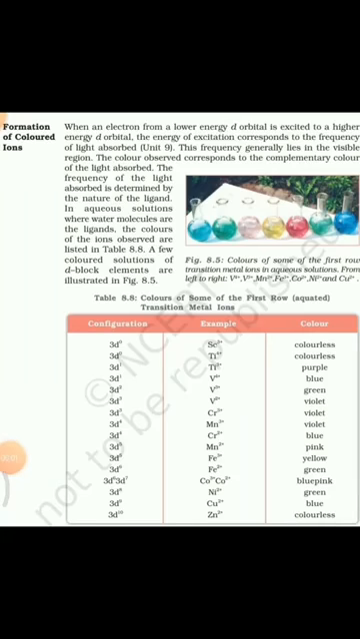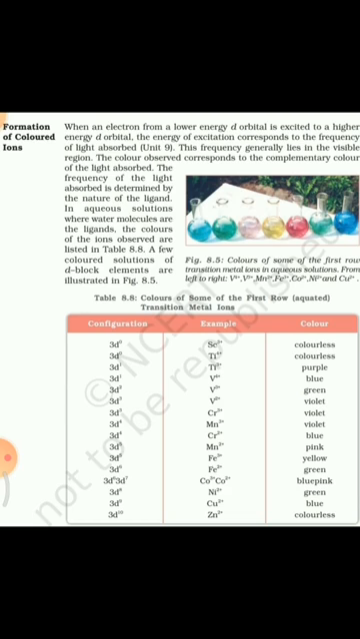Okay students, next property of d-block elements is formation of colored ions. Most of the ions and compounds of transition elements are colored both in the solid state as well as in the aqueous solutions. A substance acquires color if it can absorb radiation in the visible range of approximately 400 to 760 nanometer.